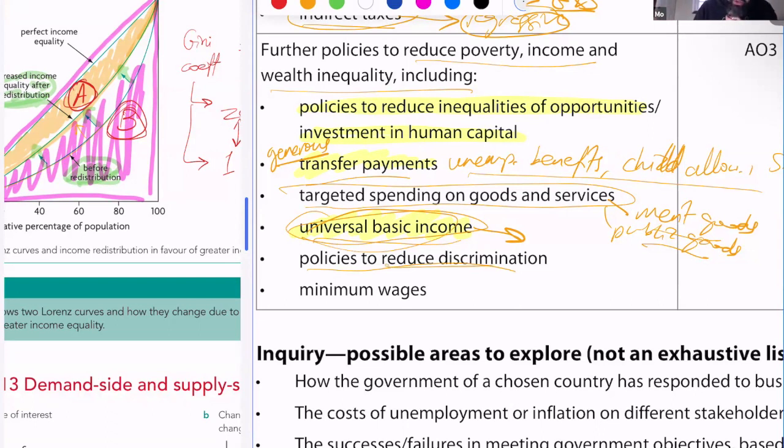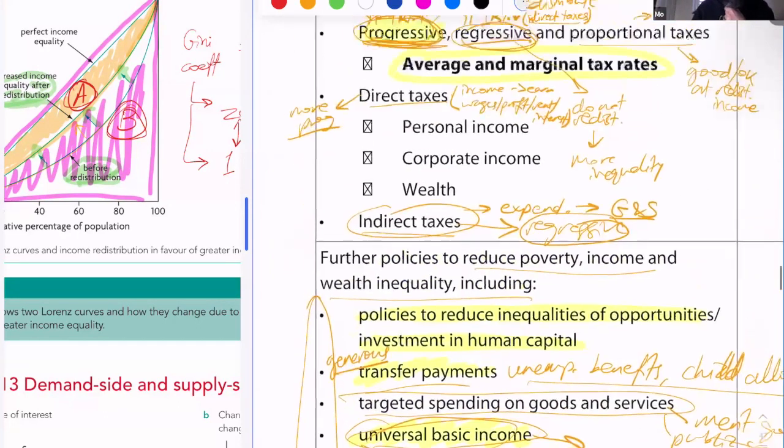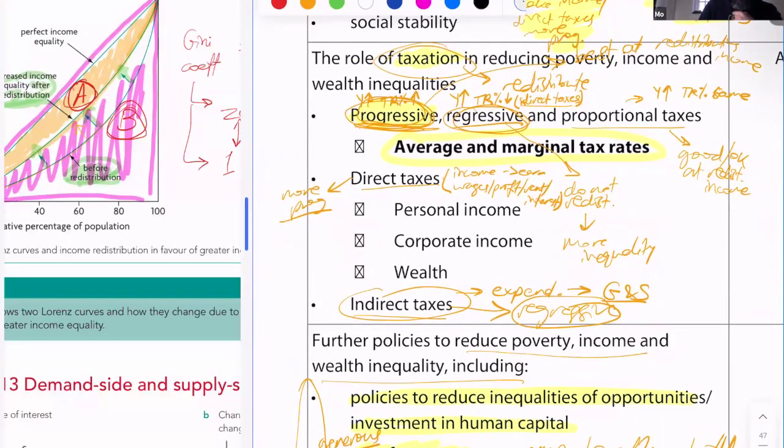All right, policies to reduce discrimination. Any policies to create fairer opportunities and reduce discrimination will reduce poverty and inequality. And of course, the minimum wage. The minimum wage might create structural unemployment. It might be inefficient, but it's fair because it generates a fair standard of living for those who are employed. All of these policies are basically further policies to reduce poverty and income and wealth inequality, along with taxation.